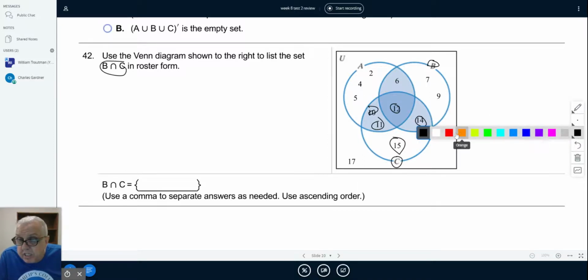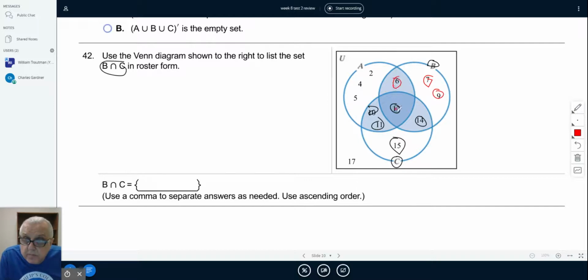I'm going to change my color to red and circle all the numbers that are in B. Those are all in B. What's in common with B and C? Well, 12 and 14 are. They're the only two numbers circled twice. 12 and 14. You see how that's what's in common with B and C.